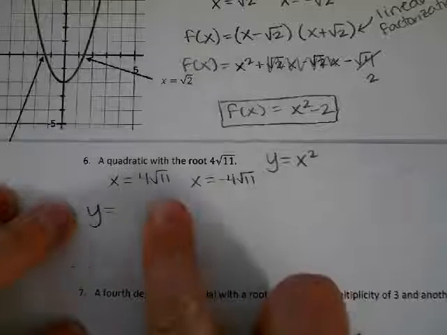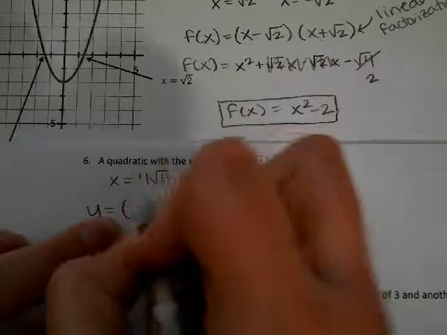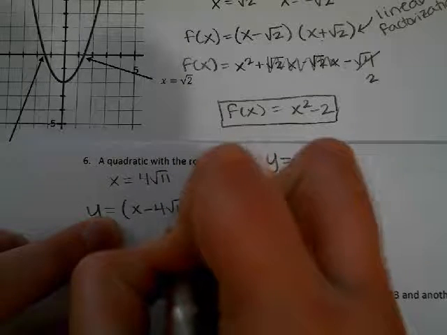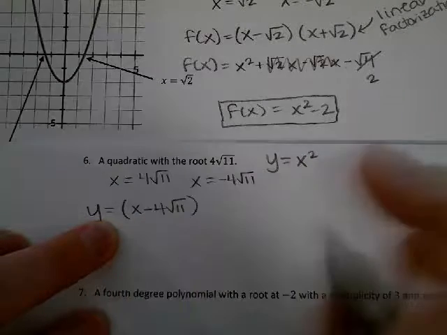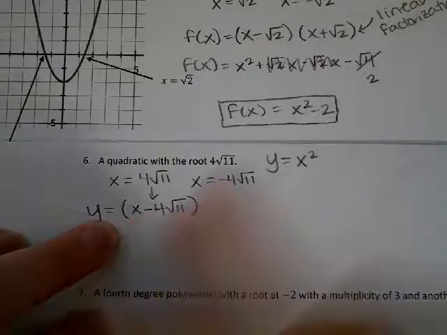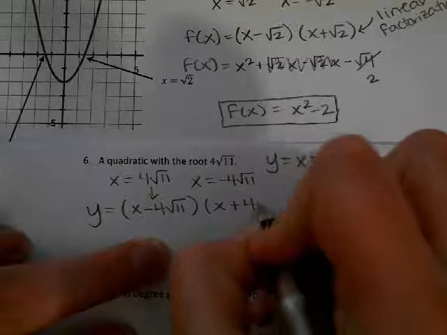So I should have x minus 4 square root 11, because I always have to do the opposite sign when I put it in the parentheses. So the positive answer gets the negative when I put it in the parentheses. And then I should also have x plus 4 square root 11, and put that one in the parentheses.